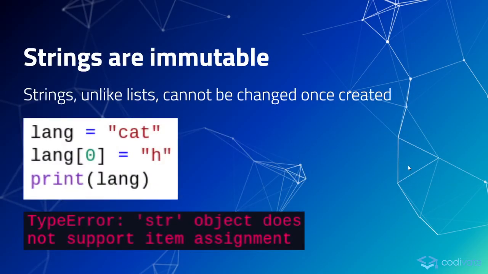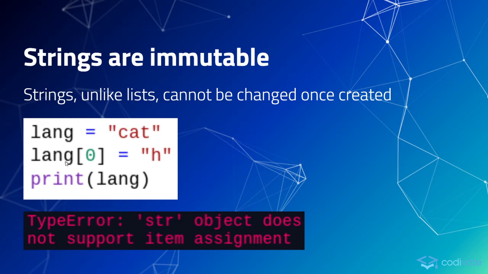One thing to note about strings is that they are immutable. Strings, unlike lists, cannot be changed once they're created. So this concept of immutability can be illustrated in this code segment. We have a string called lang, and we're assigning to it cat. And then we try to change that string.